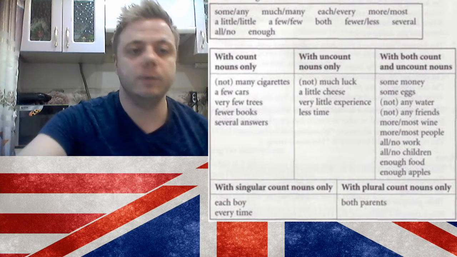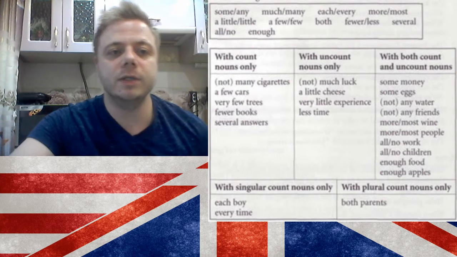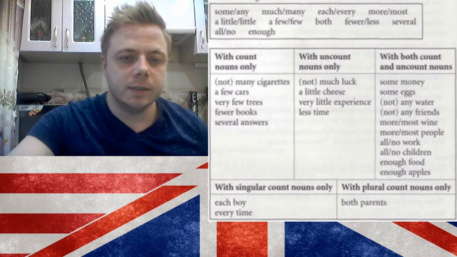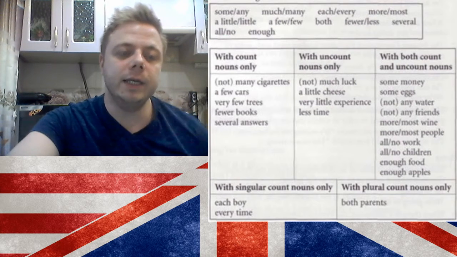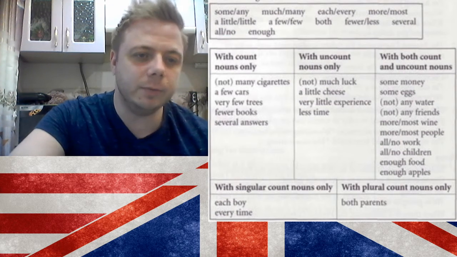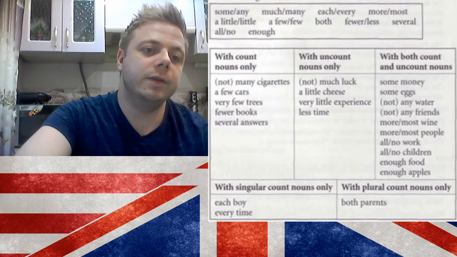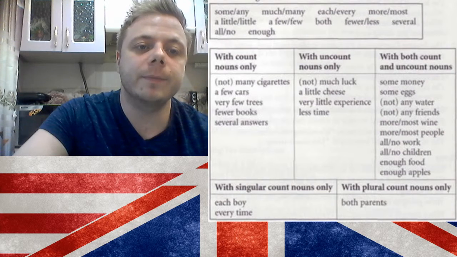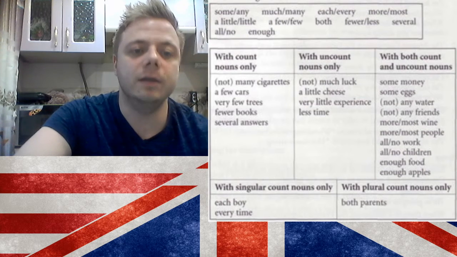Some, any, much, many, each, every, more, most, a little, a few, both, fewer, less, several, all, no, enough. With count nouns only, we use not many cigarettes, for example, a few cars, very few trees, fewer books, several questions. With uncount nouns only: not much luck, a little cheese, very little experience, less time.